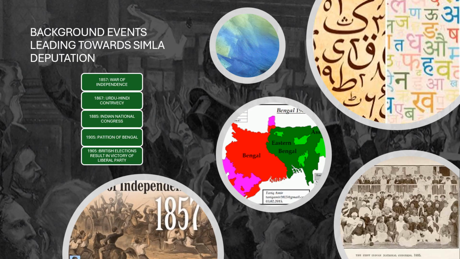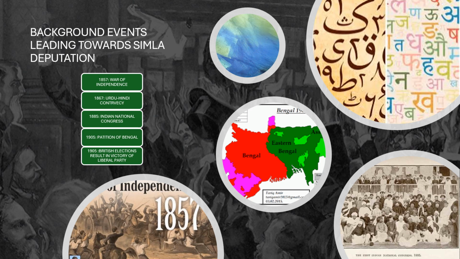Let's come to the background events leading towards the Simla deputation. My dear students, you have already done the topic in class 8th. We are going to recap the topic. The first event leading towards the Simla deputation, or the Muslim efforts towards the making of the Muslim League, was the War of Independence. In the War of Independence 1857, the Muslims realized that they were left alone.